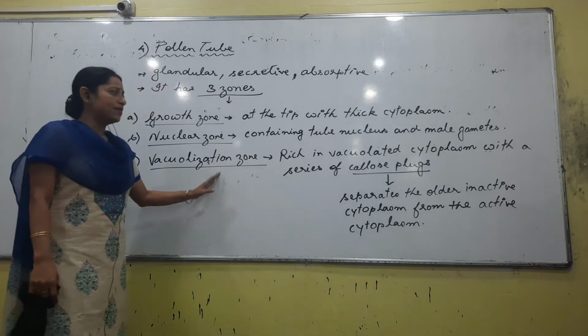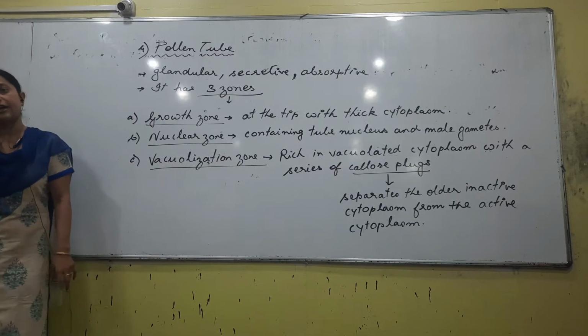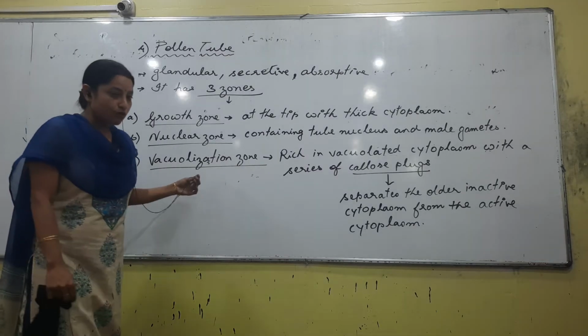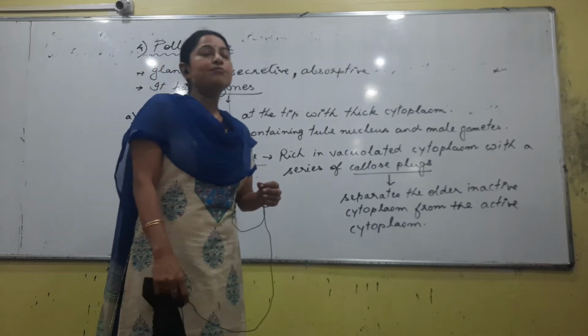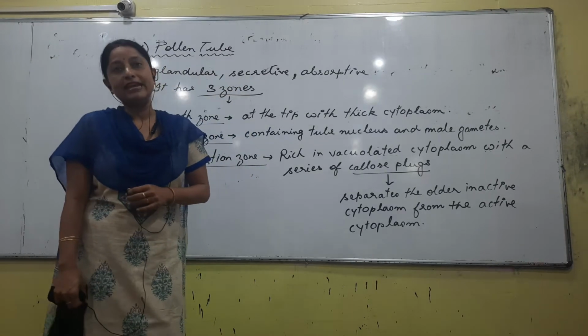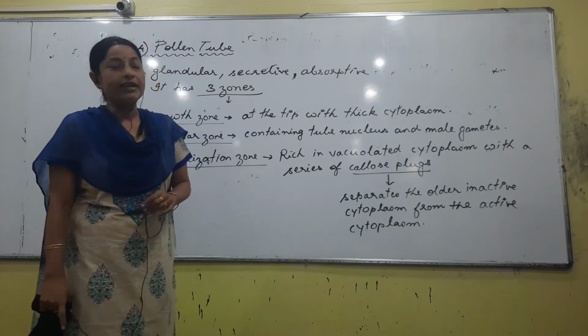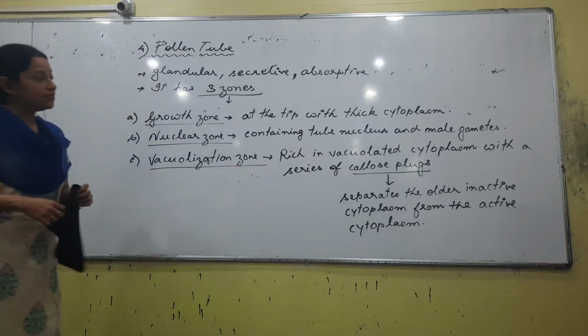So, up till here what we have discussed is the male reproductive part. We have talked about microsporophyll and how the pollen grains are formed. We have talked about the male gametophyte and the germination of the male gametophyte. Next we have to talk about the female reproductive structure.